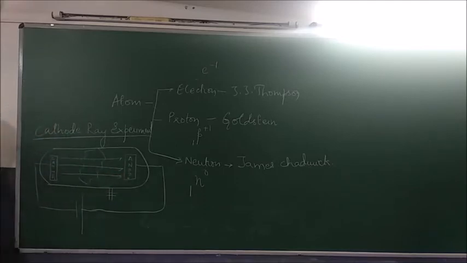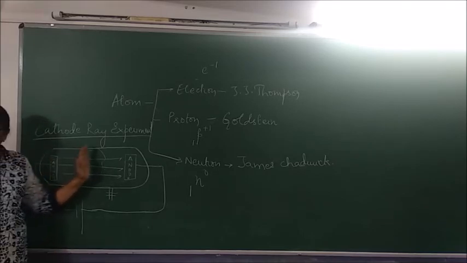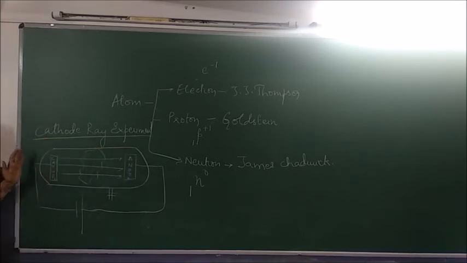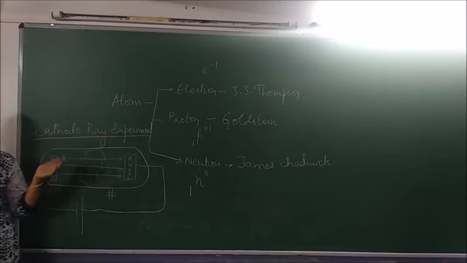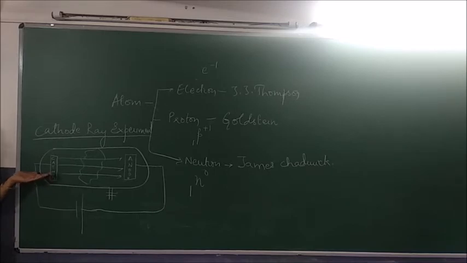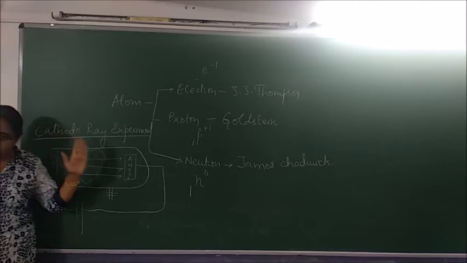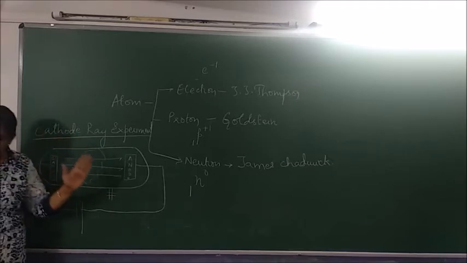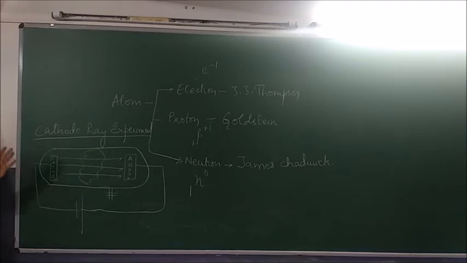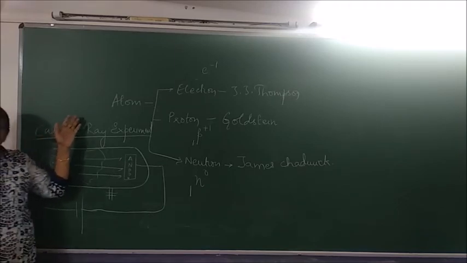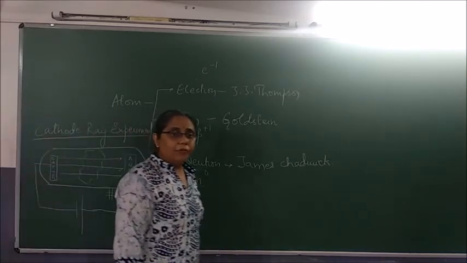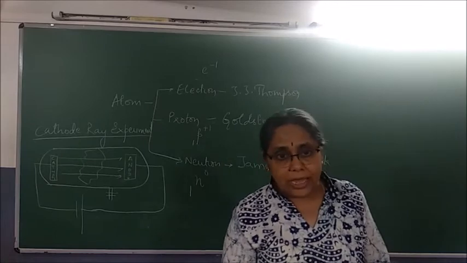What are the properties of cathode rays? Cathode rays always move in a straight line. Cathode rays always are moving with a very high velocity. Cathode rays always move towards the positive charge plate. That means they are themselves made up of what? Negatively charged particles called electrons. Clear? Understood? So cathode rays always travel in a straight line. They move with very high velocity. When placed in electric or magnetic field, they will always move towards the positively charged plate, which means they are made up of negatively charged particles called what? Electrons.